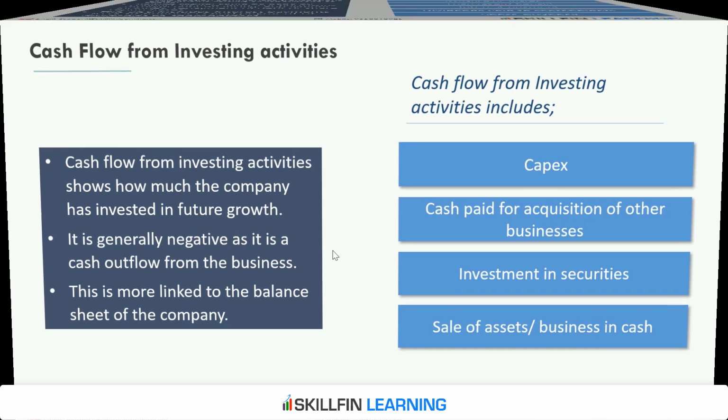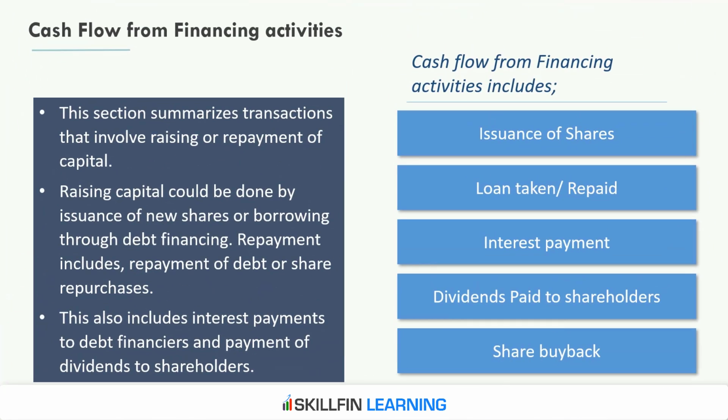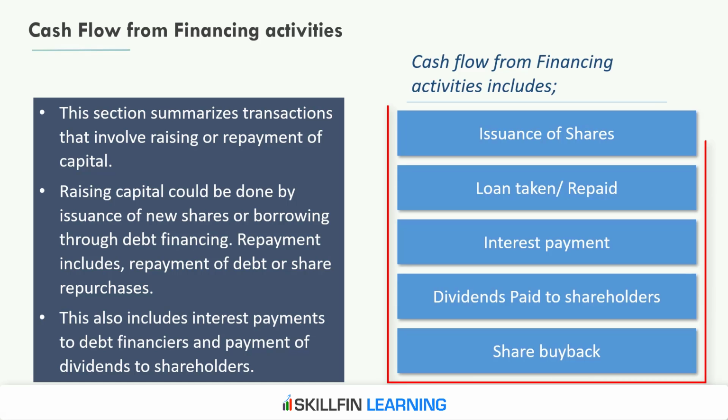Now moving to the cash flow from financing activities. Cash flow from financing activities summarizes transactions that involve raising and repayment of capital. The repayment or raising of capital can be by issuance of shares or by loans from banks. These activities also include interest payment and dividend payment to shareholders or share buybacks. Cash flow from financing activities basically includes the capital raised and the payment made to the financiers of the business.